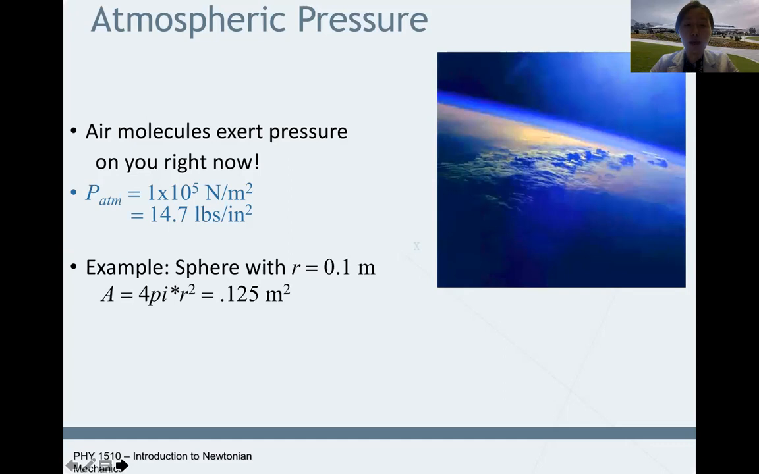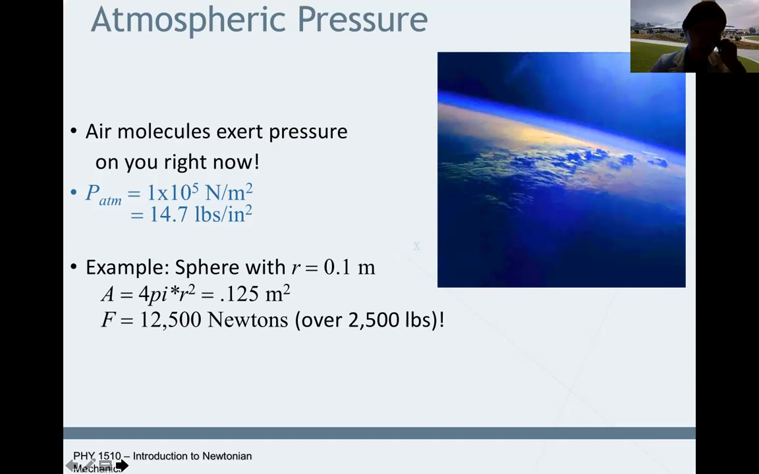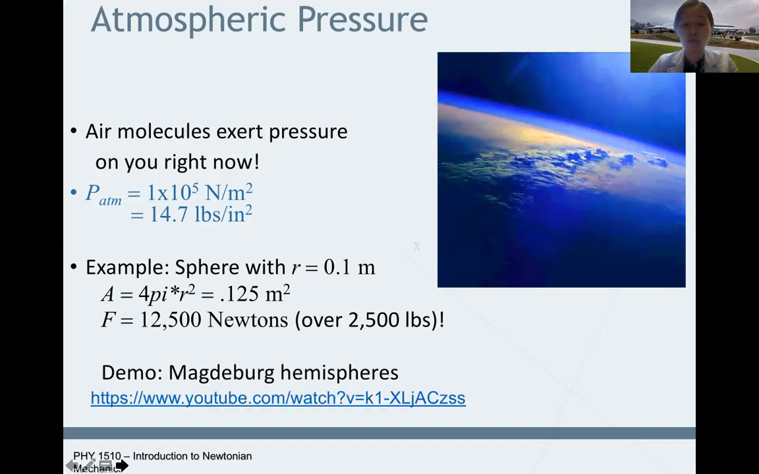Okay, so let's take a look at a sample. If we take a spherical ball, a sphere with a radius of 0.1 meters, how much force is going to be acting on it? We can calculate the surface area, and we can calculate the force using the pressure times the surface area, and we get 12,500 newtons. That's over 2,500 pounds. That's a lot of force, okay?